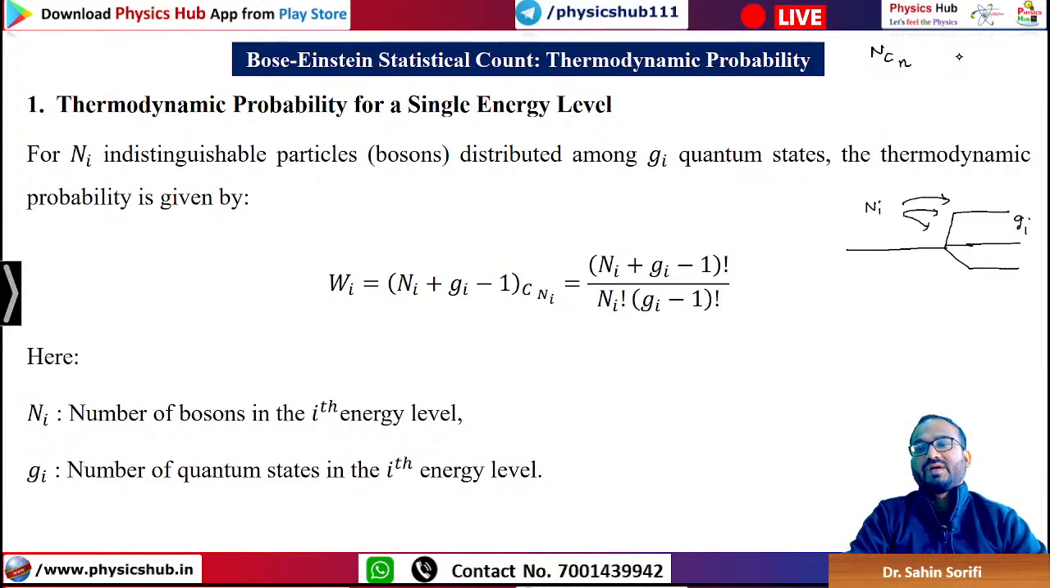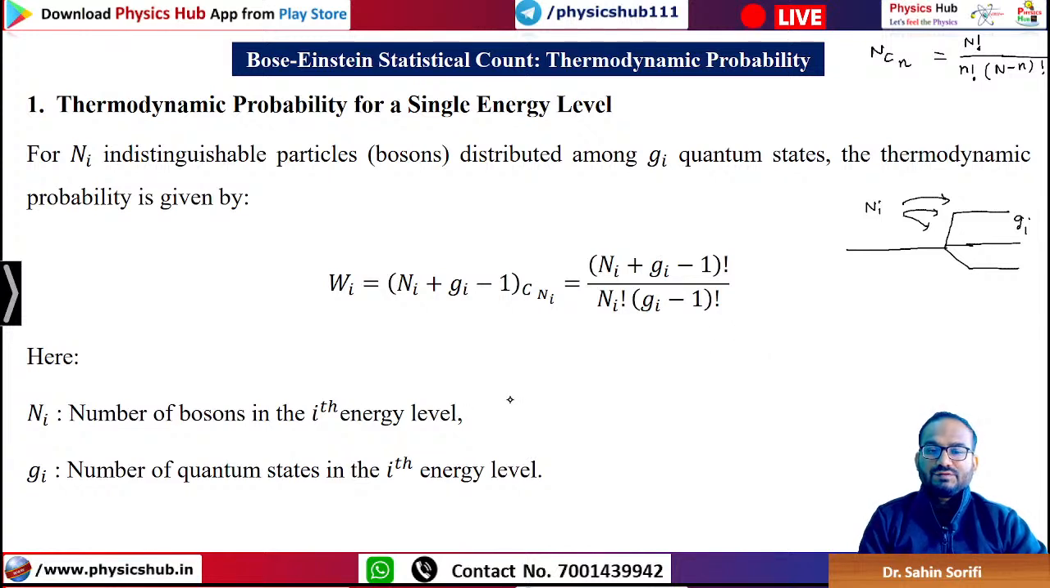nCn, if you have head factorial, this is head, this is tail: head factorial divided by tail factorial into (head minus tail) factorial. This is the formula of combination, right? Same thing has been considered here. Ni plus Gi minus 1 C Ni. So (Ni plus Gi minus 1) factorial divided by Ni factorial into (Ni plus Gi minus 1 minus Ni) factorial, so Gi minus 1 factorial.